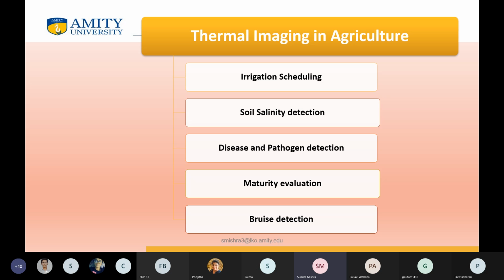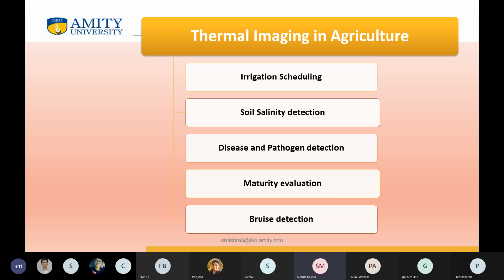Then bruise detection is also an area being explored, because by visual inspection sometimes you cannot tell whether there is some degradation in food quality. Most of the technologies used here are either ultrasound or a pressure tester, but the pressure tester will destroy the object being inspected. So this non-invasive technology of thermal imaging can be used for bruise detection in fruits and plants also. These are some of the areas in which people can work.